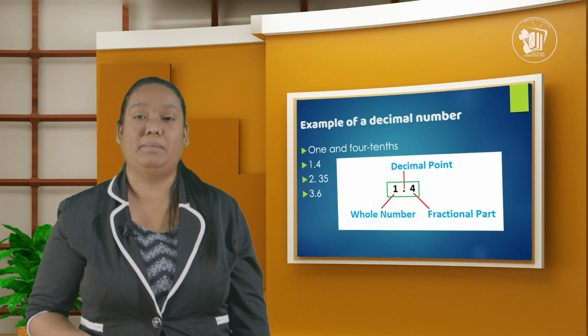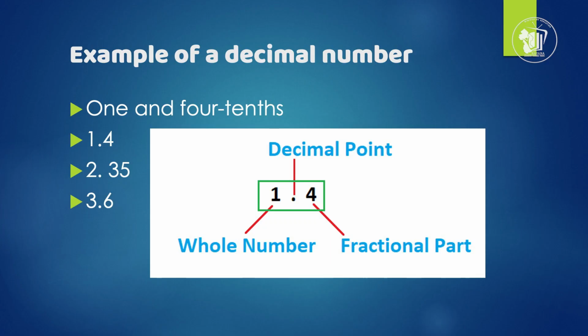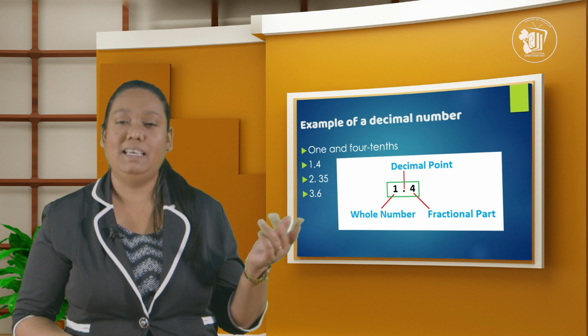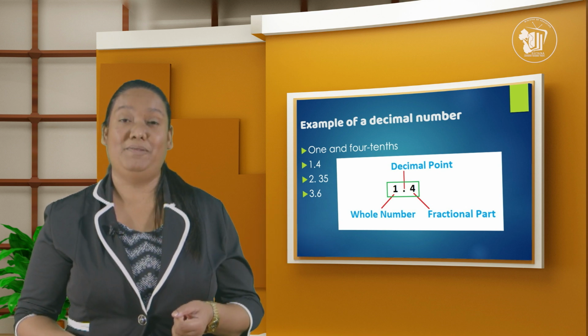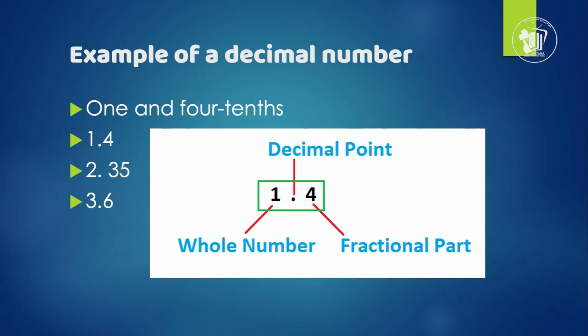Can you read this number for me? Right. If you said 2 and 35 hundredths, you're absolutely correct. 2 is the whole number and 35 hundredths is the fractional part of the number. Now, how would you write 3 and 6 tenths as a decimal number? If you wrote 3.6, you are correct.